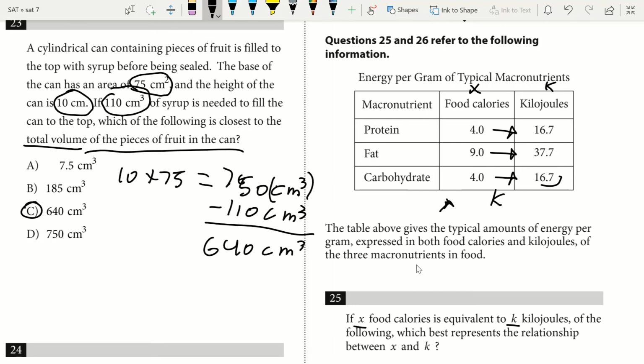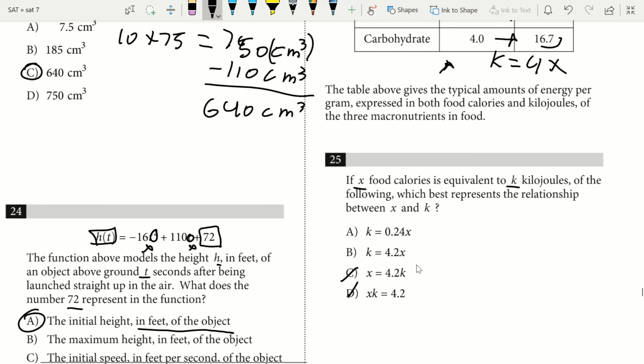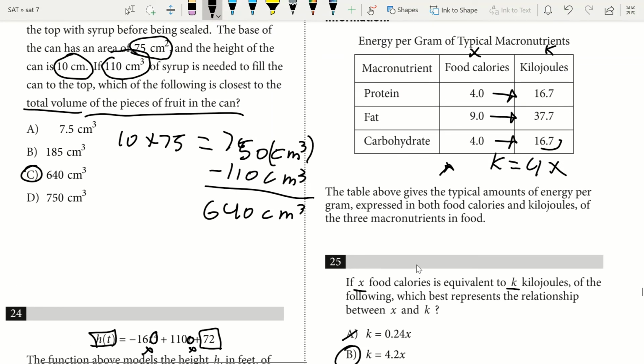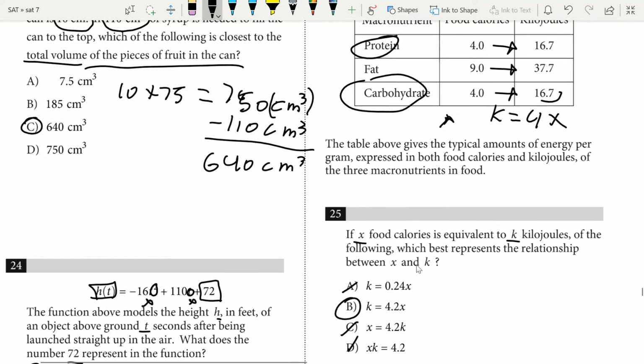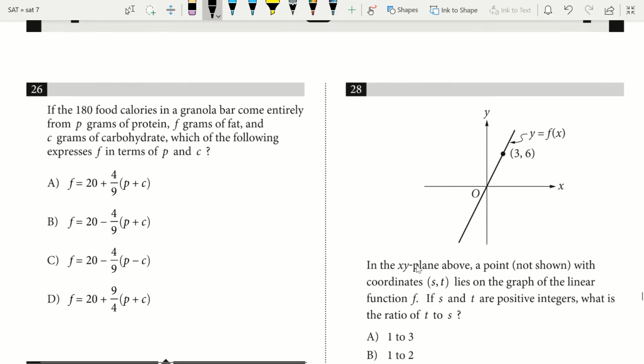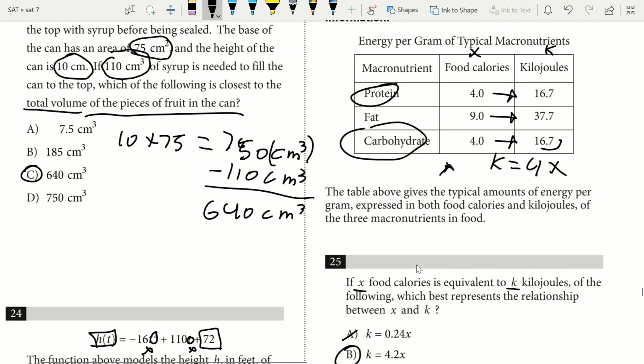So I know that my k is going to equal about 4 times whatever my x is. I just find the answer choice that says that. I see that I have that in B: K equals 4.2 times x. And that makes sense because 4.2 times 4 is going to give me 16.8, which is shown here. That's just about 16.7, close enough. So my answer is going to be B. All right, question 26. Did I get all those up here? Let's just double check. Looks like I did.